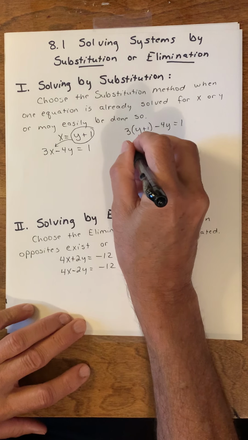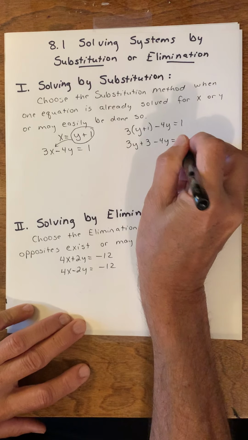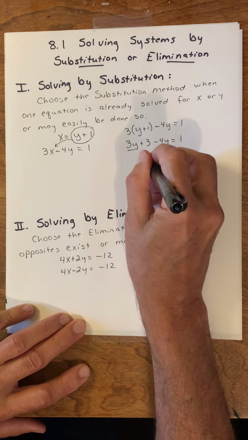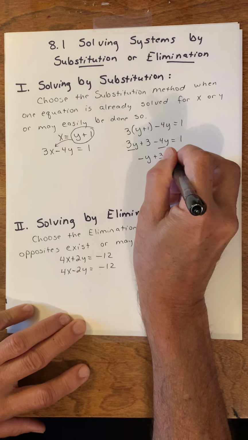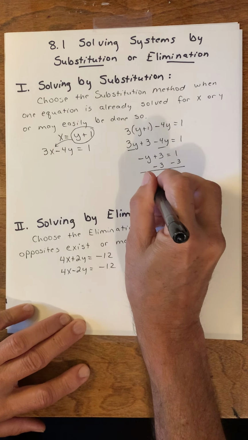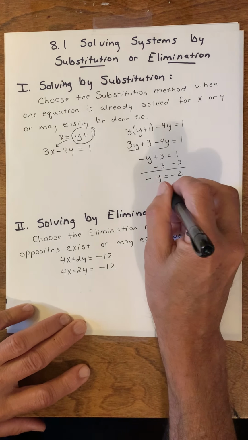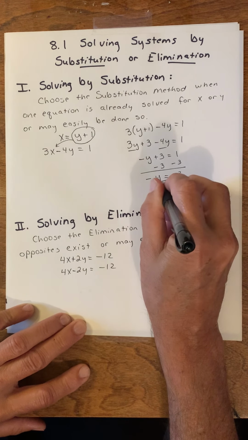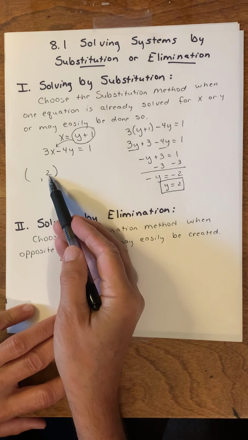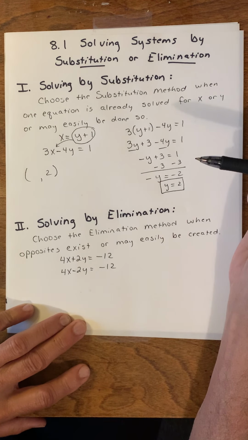Here we go. A little distributive. Like terms, this is negative y minus 3. So negative y is negative 2, which means multiplying both sides by negative 1, y is 2. So I already have the y value for my intersection of these two lines, solving the system of linear equations.